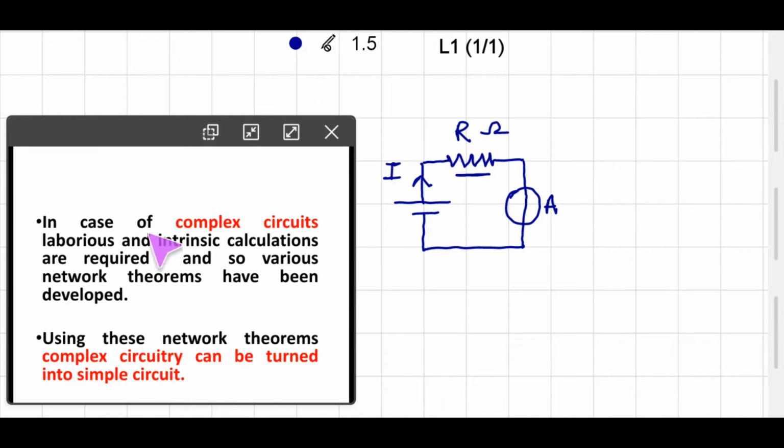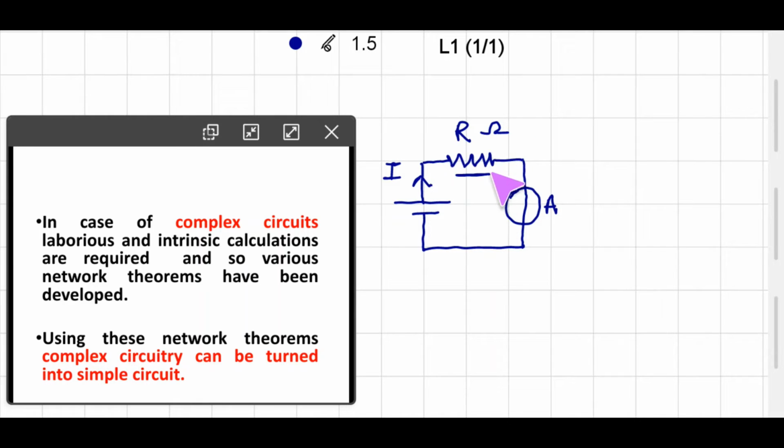So in case of complex circuits, laborious and intricate calculations are required, and so various network theorems have been developed. Here we see a circuit which consists of only one resistance and one voltage source. So it is easy to calculate how much current is flowing through it, say through Ohm's law.